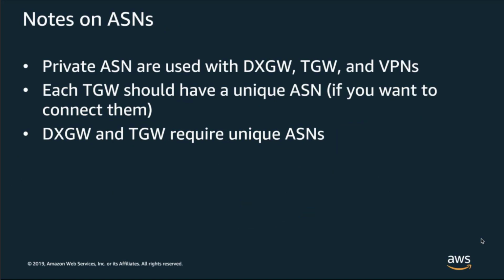Another point here is on ASNs, autonomous system numbers. We use private ASNs for Transit Gateway, Direct Connect Gateway, and VPNs. For each transit gateway that you create within a region or globally, we would really encourage you to use unique ASNs, especially since you might not want to interconnect them now, or might not have the capability to do so. But if you suddenly need to start connecting transit gateways together down the road, it's nice to have that advanced planning where you're using unique ASNs.